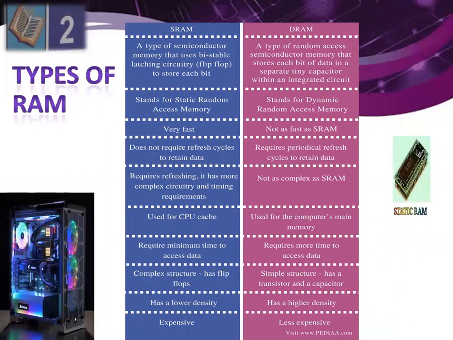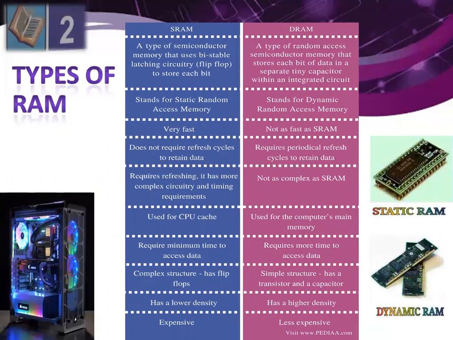Differentiate between SRAM and DRAM. SRAM is a type of semiconductor memory that uses bistable latching circuitry, a flip-flop, to store each bit. A flip-flop is basically a type of register which is used to store your data for a specific time period. On the other hand, we have DRAM, a type of random access semiconductor memory that stores each bit of data in a separate tiny capacitor within an integrated circuit.